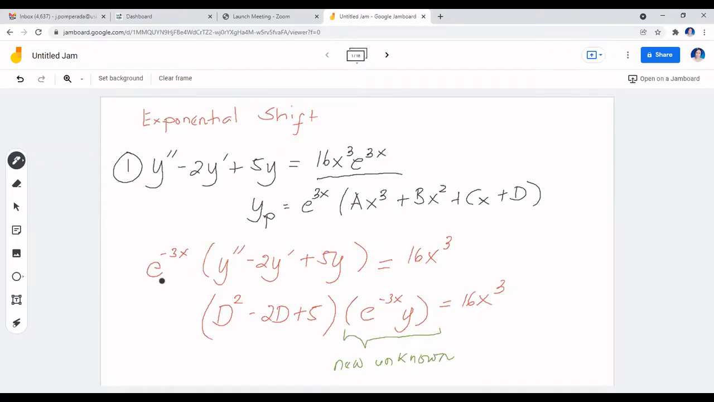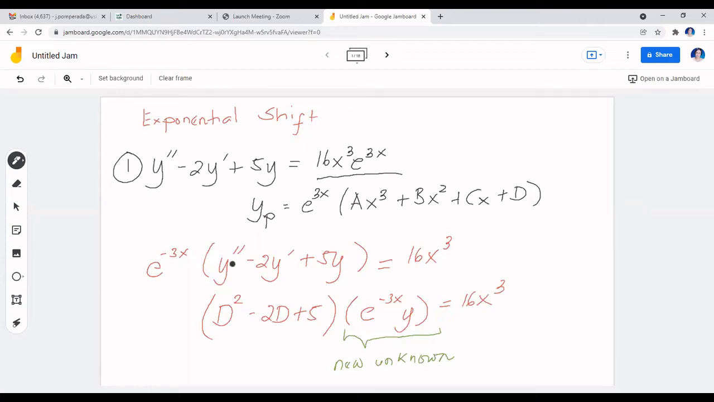In that process, your DE now will be written in this way. So you have e raised to minus 3x. From the denominator, we place it on the numerator. And what is left on the right side is just 16x cubed. Now, as discussed as well, we can write the derivatives of our unknown function in the form of a differential operator, the capital letter D. So we do that in here.